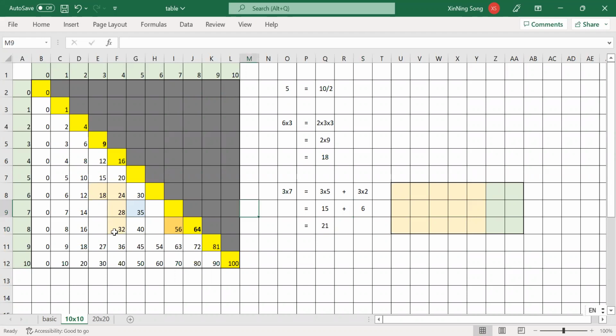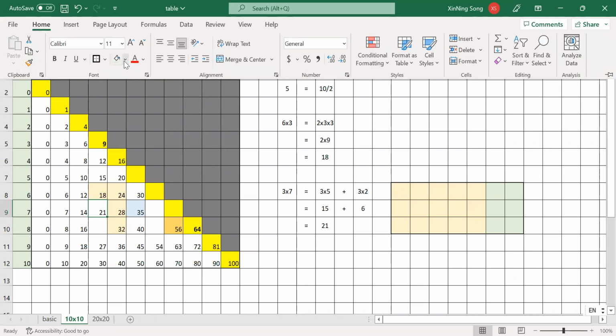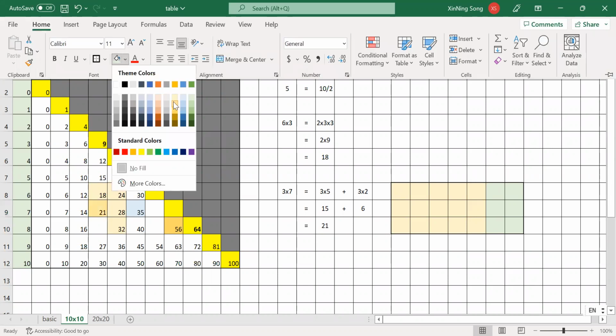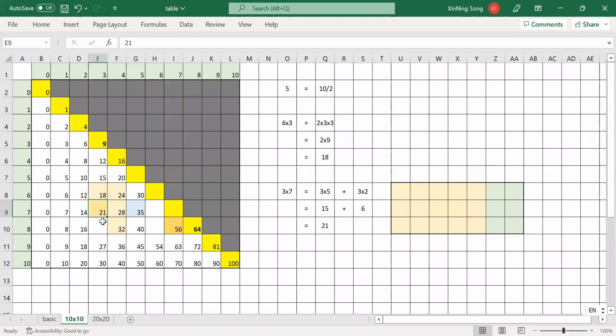So 3 times 7 is 21. Okay. So right there, 3 times 7 is 21. Let me shade this part for you too. Yes, it's slightly harder. You see, I shaded it even darker for you.